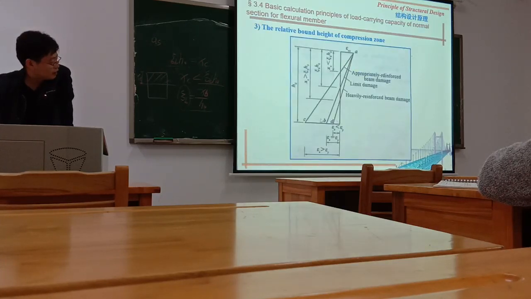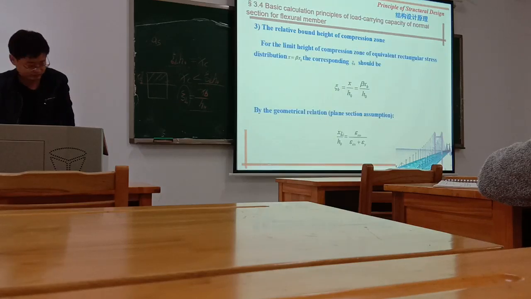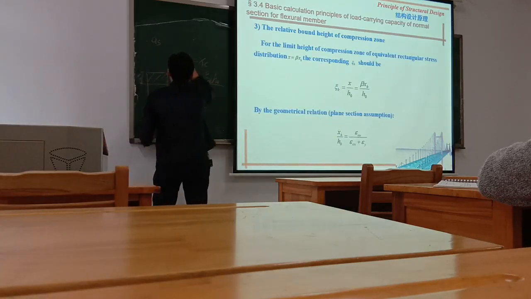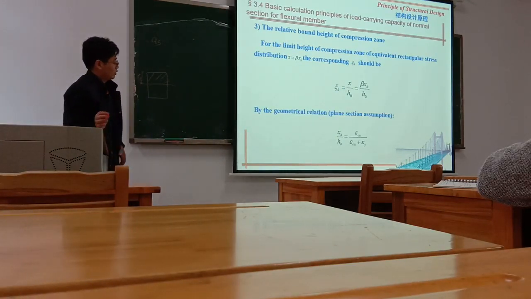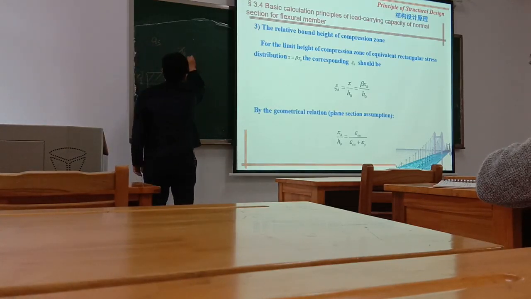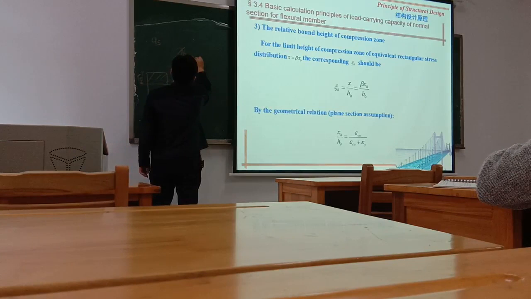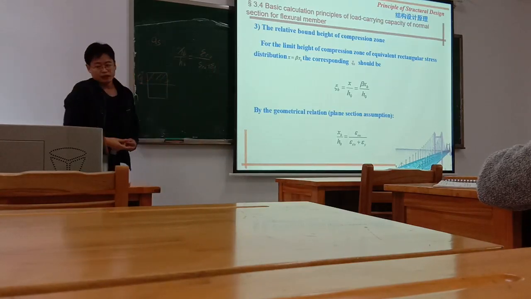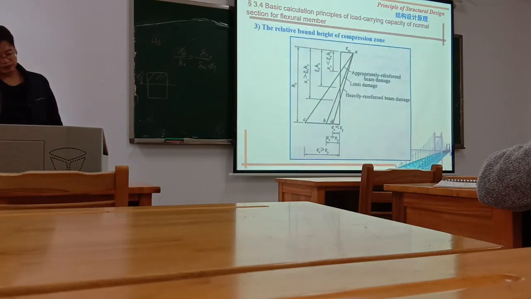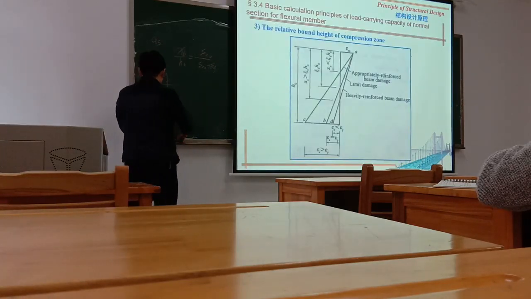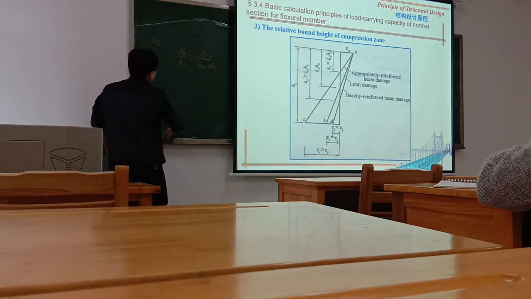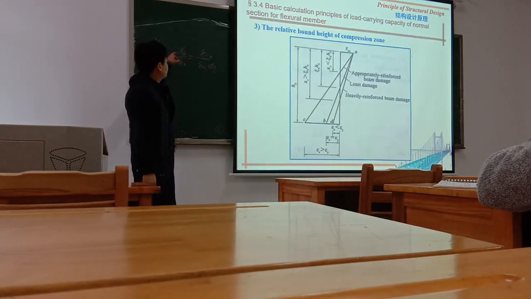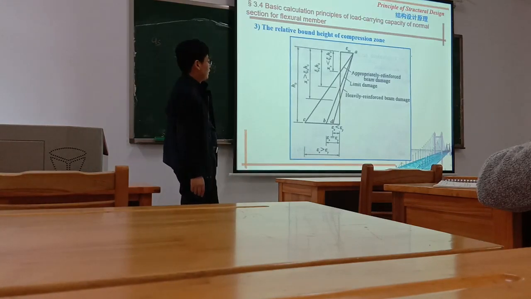Can you write this relation? Now we say xb divided by h0 equals epsilon cu divided by epsilon cu plus epsilon y. So we look at this figure. Who can tell me why we got this relation, xb divided by h0? How?